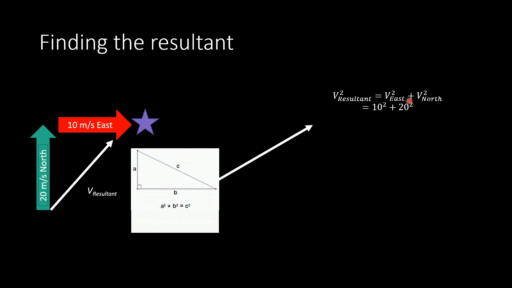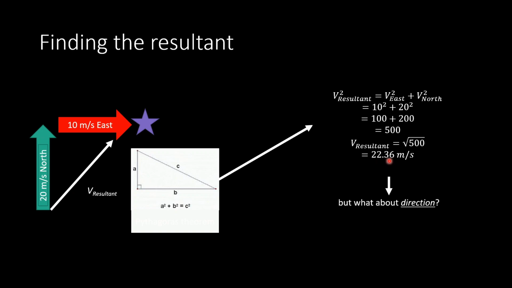If you were to add it all up together, you're going to get 10 squared plus 20 squared, which equals 100 plus 400, which equals 500. Since this is a square on this side, you can take a square root on the other side for 500, and what you're going to end up with is about 22.36 meters per second, which is going to be your resultant velocity. This is rounded off to 2 decimal points.